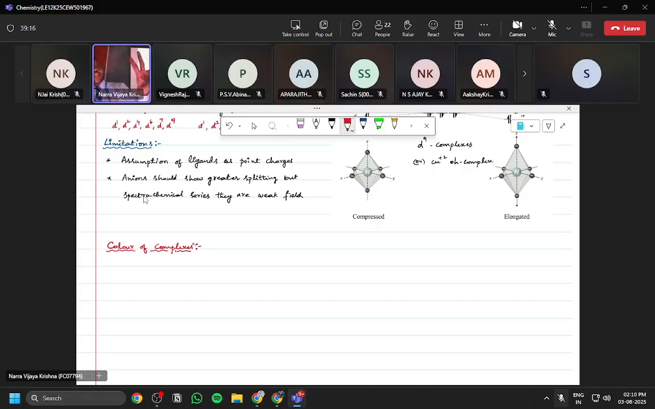So these are the four reasons for color of complexes: d-d transitions, f-f transitions, ligand to metal charge transfer, and metal to ligand charge transfer. We call that the synergic effect, or a metal to ligand charge transfer. Correct or not? Carbon monoxide, synergic bond, right?